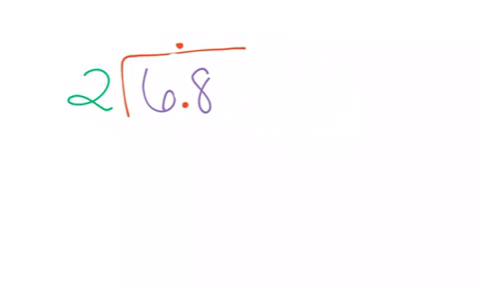So how many times can 2 go into 6? We know that 2 can be multiplied into 6 3 times. So my 3 goes on top. 2 times 3 is 6. We're going to subtract 6. 6 minus 6 is going to be 0. Oh, sorry, we got to bring down our 8.